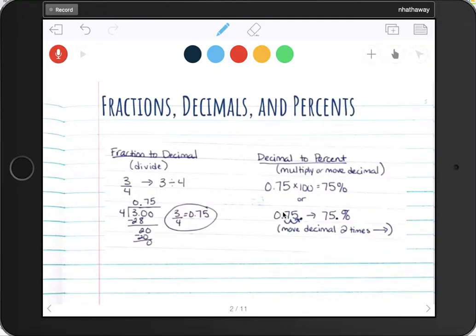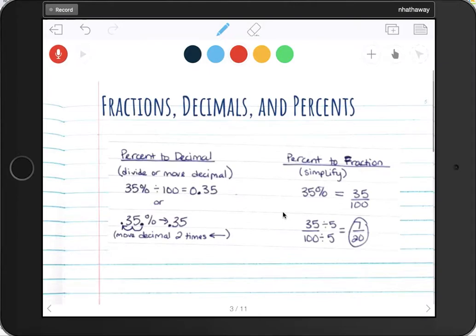So remember, going from a fraction to a decimal, we're going to just divide. From a decimal to a percent, we're going to multiply or just move that decimal 2 times to the right. To go from a percent to a decimal, we're going to divide or move the decimal to the left 2 times. And then from a percent to a fraction, just put it over 100 and then simplify it.